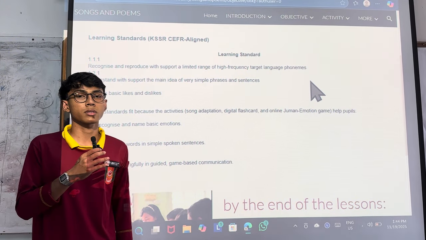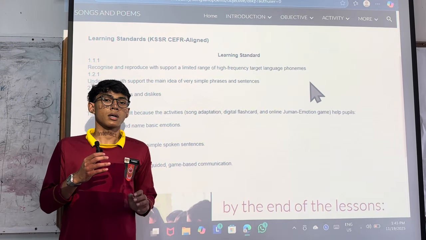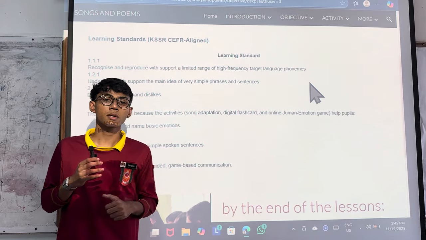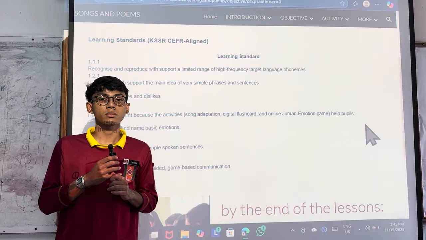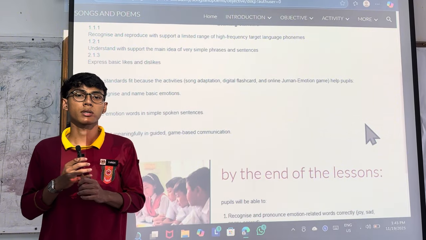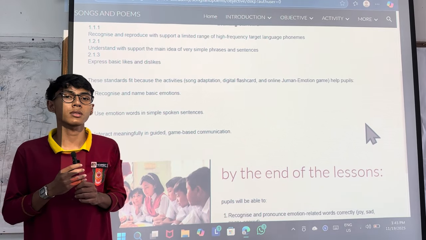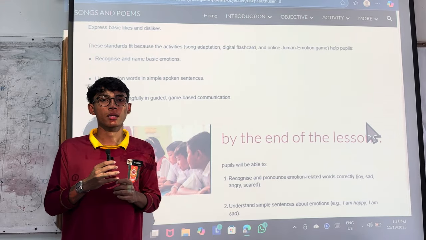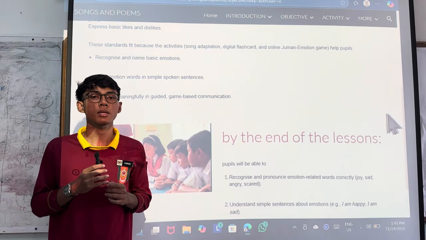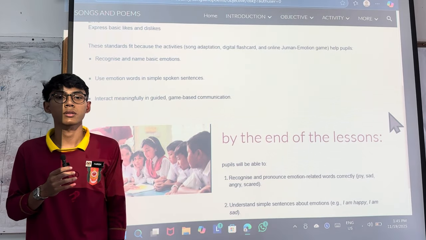These standards fit because the activities, song adaptation, digital flashcards, and online emotion game board will help pupils recognize and name basic emotions, use emotions in simple words, and lastly, interact meaningfully in guided game-based communication.